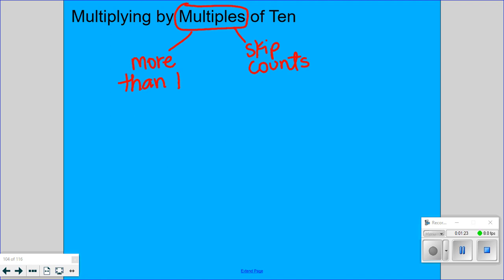Evelyn? Yeah, sure. So we're going to be multiplying by multiples of 10. What's an example of a multiple of 10? What does that mean?